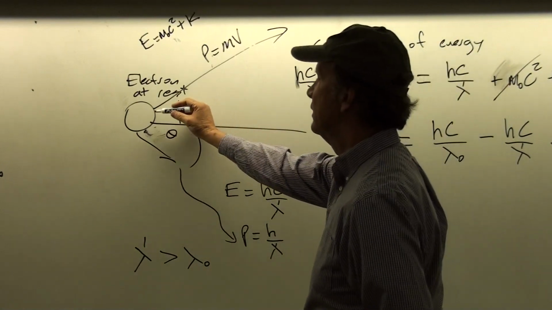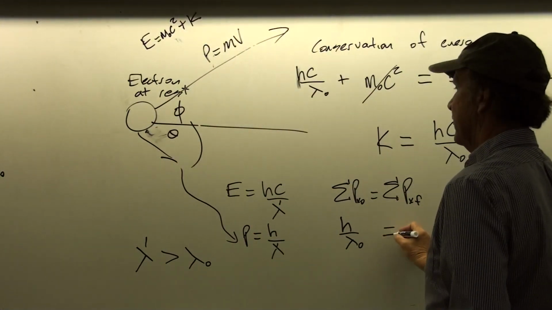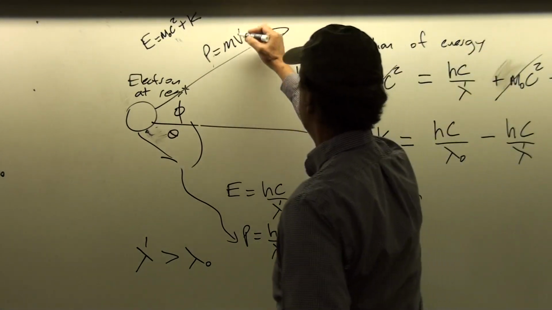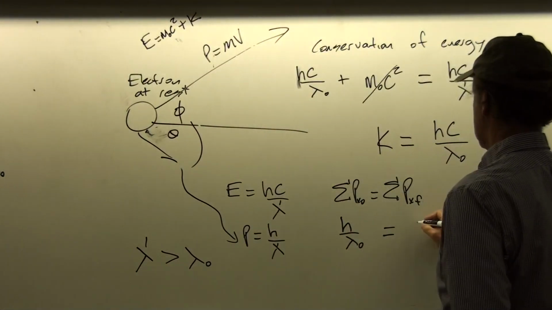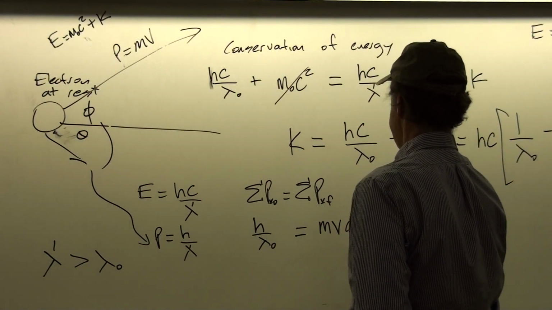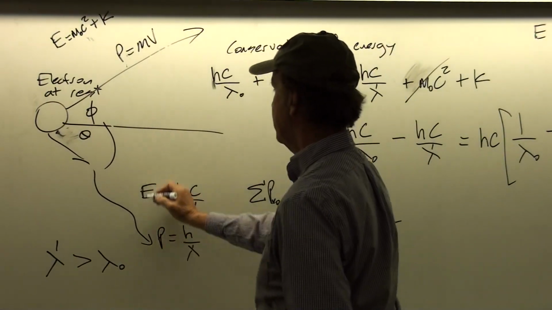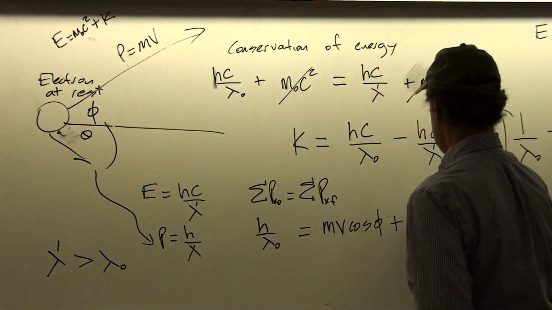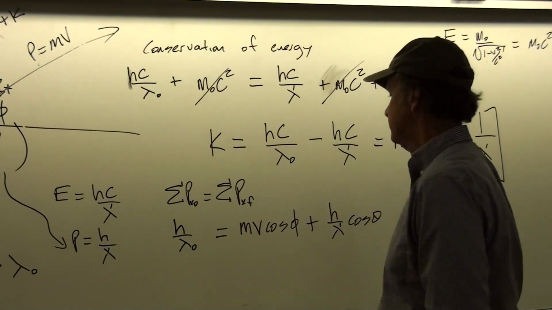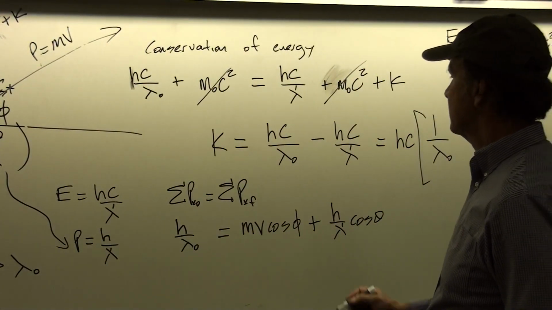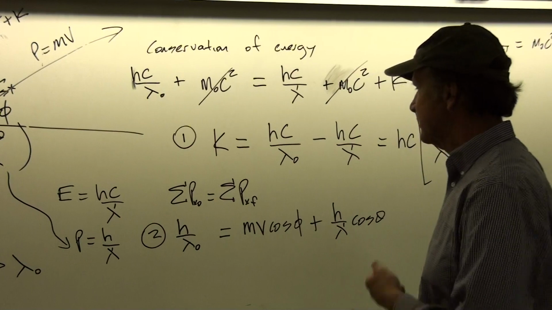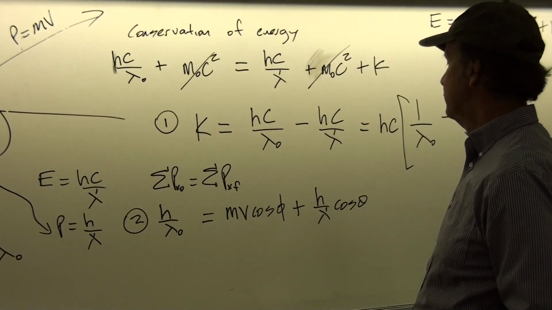There's no momentum for the electron before the collision. Then afterward, we've got this component of the momentum of the electron, which is going to be mv cosine phi, plus the x component of the momentum of the photon, which is going to be h over lambda prime cosine theta. Okay, so that's our x. So this is equation 1, we could call it here. This is equation 2 that satisfies the conservation of x component of momentum.